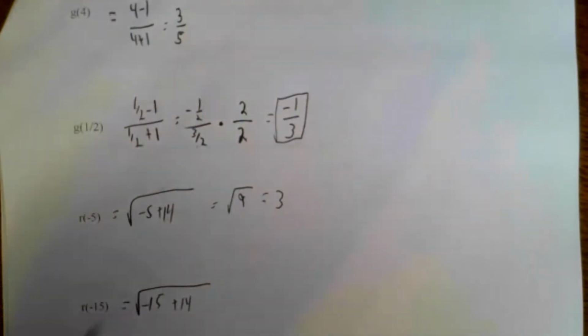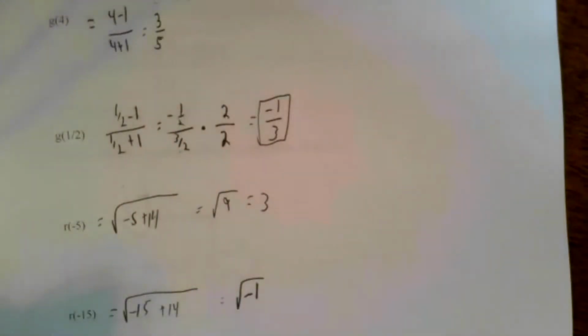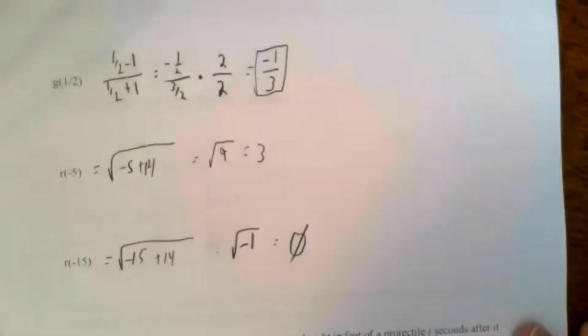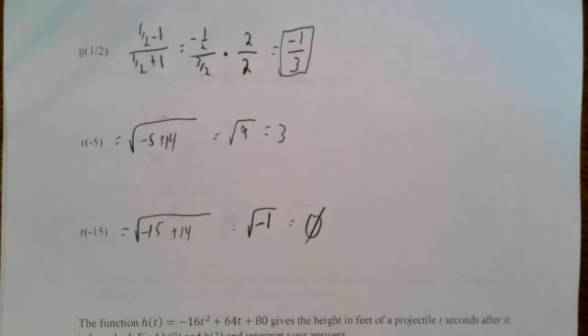Okay. And then finally, I have r of -15. So if I substitute that in, it equals the square root of -15 plus 14. So -15 plus 14 is -1. So this equals the square root of -1, right? So if I look at this, I see I have a negative number for my square root, right? Which I can't have. So what I'm going to say is this one has no solution. So I just put a 0 and a slash through it. That means this one has no solution because we can't have the square root of a negative number, right? So this last one has no solution. Okay?